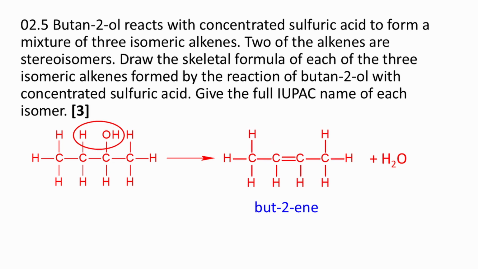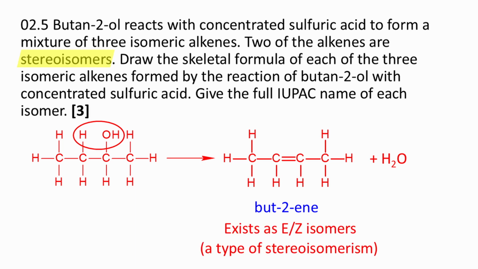Alternatively, a carbon-carbon double bond can form in position 2. The name of this product is but-2-ene. But-2-ene exhibits EZ isomerism, a type of stereoisomerism. Stick around until the end of the video for definitions of isomerism with examples.